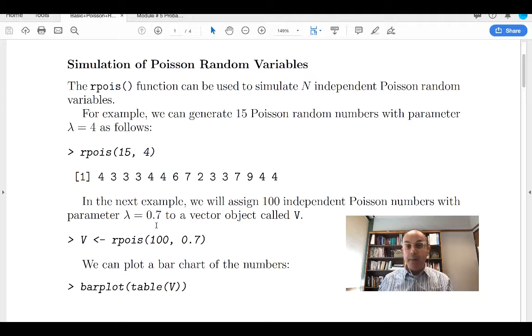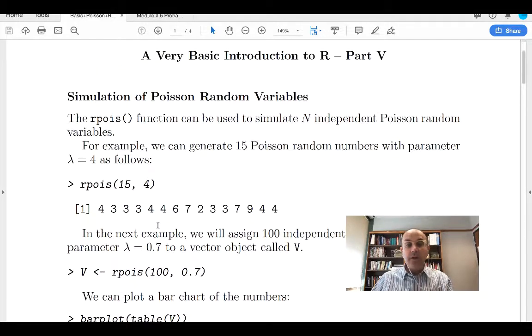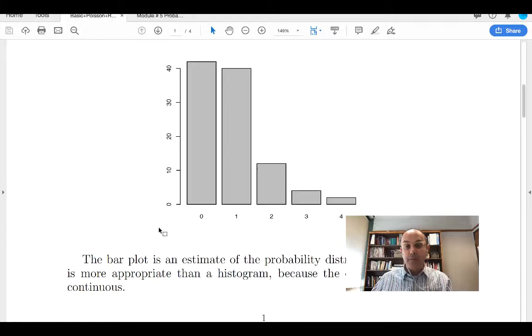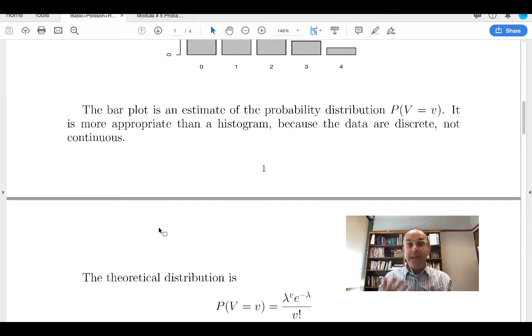In the next example, we will generate 100 independent numbers. Again, we will make it a little shorter, with lambda 0.7, stored as a vector called v. And in this case, it will display the following distribution. So the bar plot that I generated is the distribution of V, capital V equals small v. It is more appropriate than a histogram because the data is discrete, not continuous.